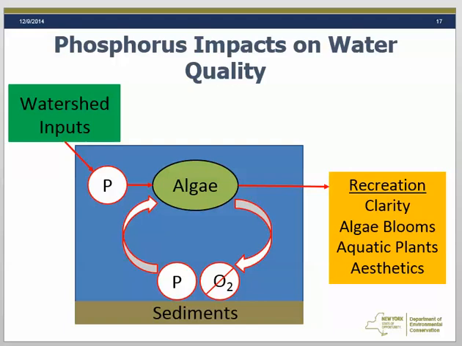Excess amounts of algae can also cause problems for recreation. It can reduce clarity, it can increase the likelihood of algae blooms. Excess phosphorus can also help support aquatic plant growth, and algae can also impair the overall aesthetics of the lake.